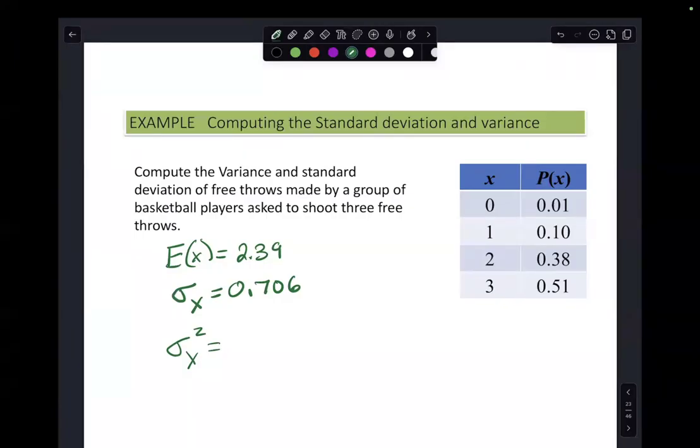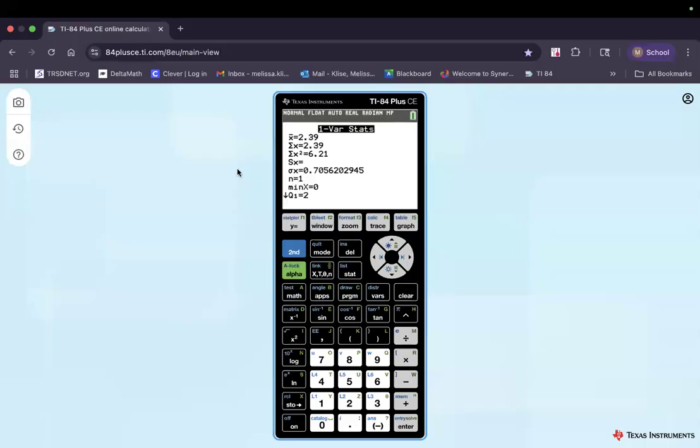So it would be 0.498. All I did was square it. If I just took 0.706 and squared it, there is no variance on here. But you just square the standard deviation to get the variance. But I've never used the variance for anything. So this is what it is. I have questions before we move on.